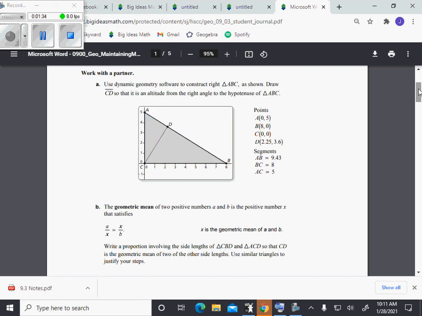Why? Well, if ABC is similar to CAD, and ABC is also similar to BCD, then they're all similar to each other.